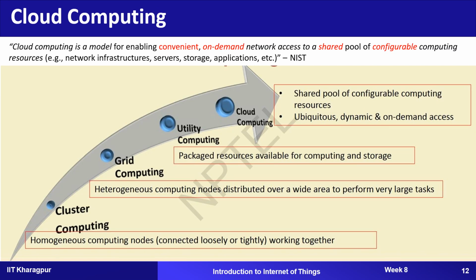Now after SDN, the next topic that we will discuss is cloud computing. So cloud computing is a model for enabling convenient on-demand network access to shared pool of configurable computing resources. So computing resources may be your network infrastructure, server, storage, application, etc. So this is the definition which is given by NIST.